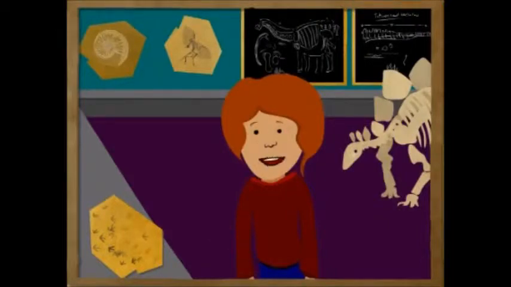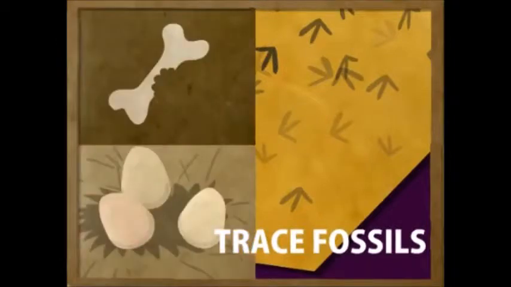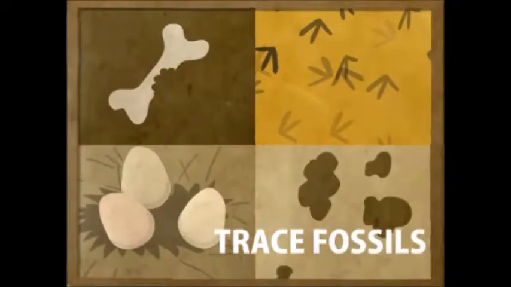These dinosaur tracks are called trace fossils. Trace fossils also come in the form of bite marks, nests, and droppings. By studying trace fossils, we can learn a lot about how an animal lived and cared for its young.